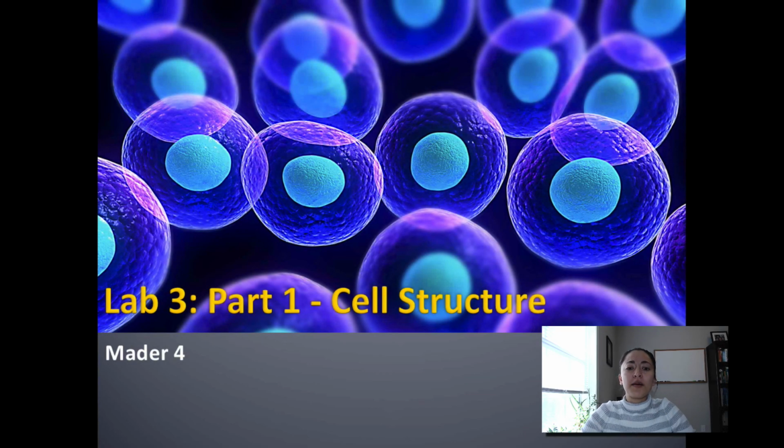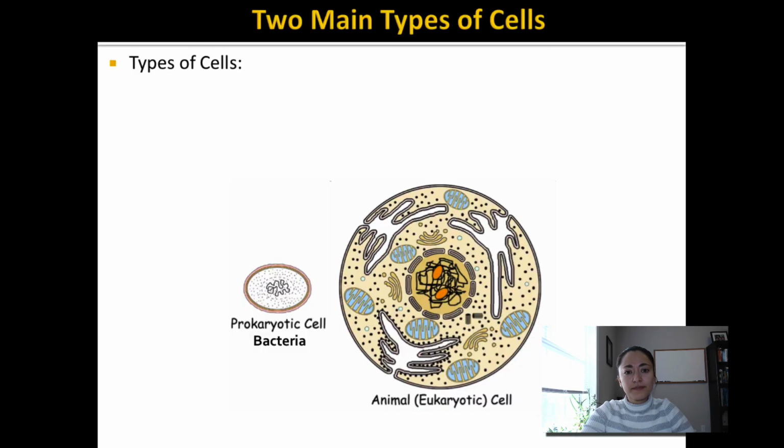In the first part of this lab, you'll be investigating the different cell structures found inside cells. Before we get into these different cell structures, let's first talk about the two main types of cells found in living organisms. Really, there's only two types of cells that are found in living organisms. One type of cell is called a prokaryotic cell, as shown here on the left. The other type of cell is called a eukaryotic cell, which is shown over here on the right.